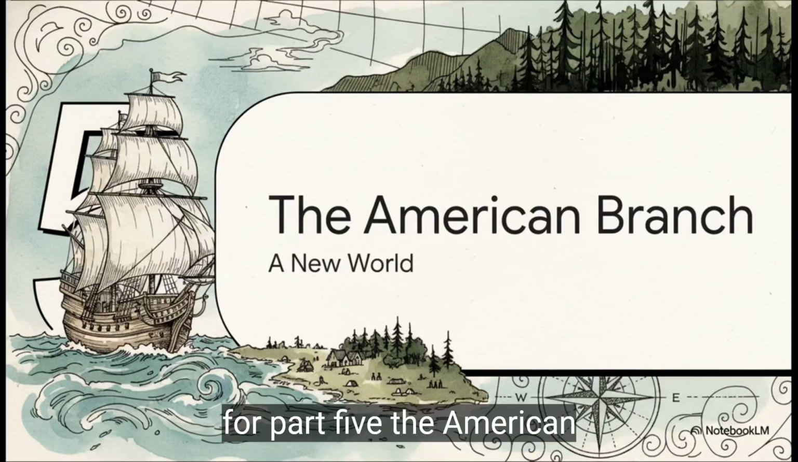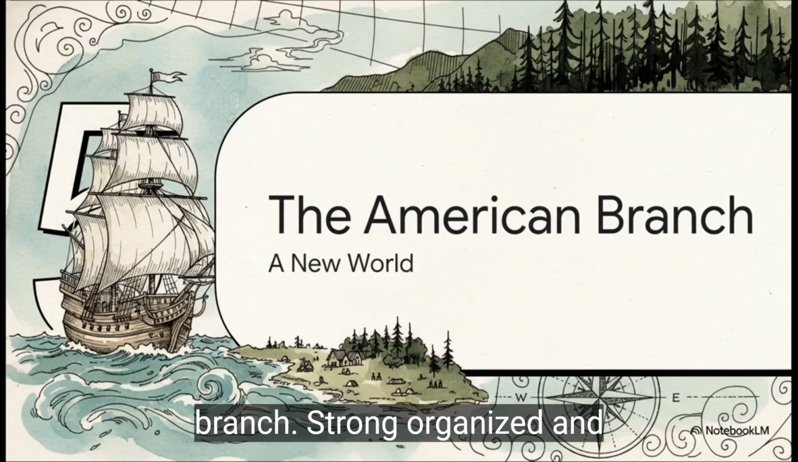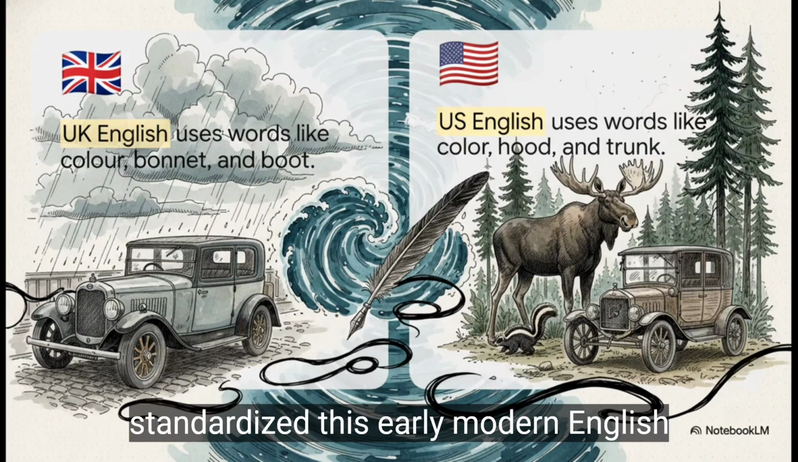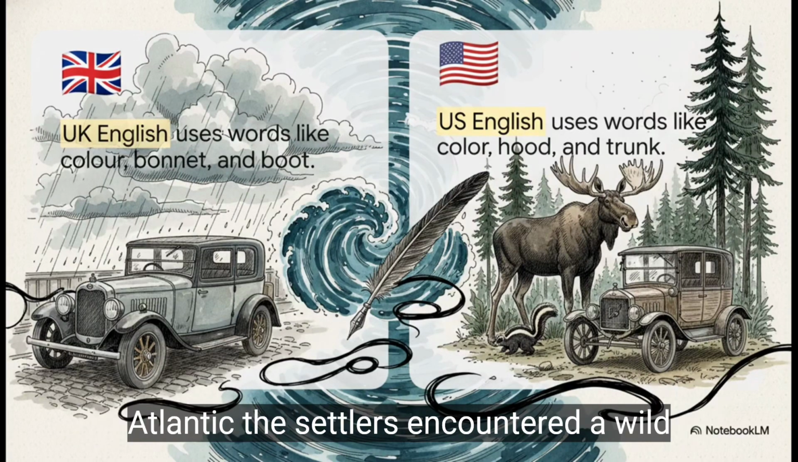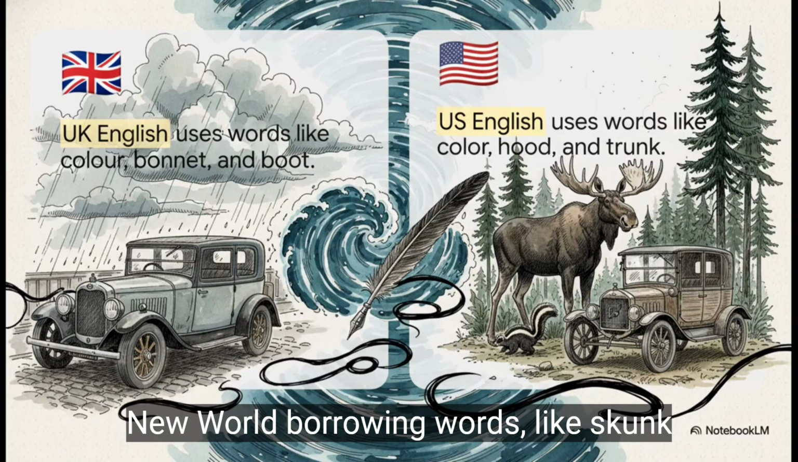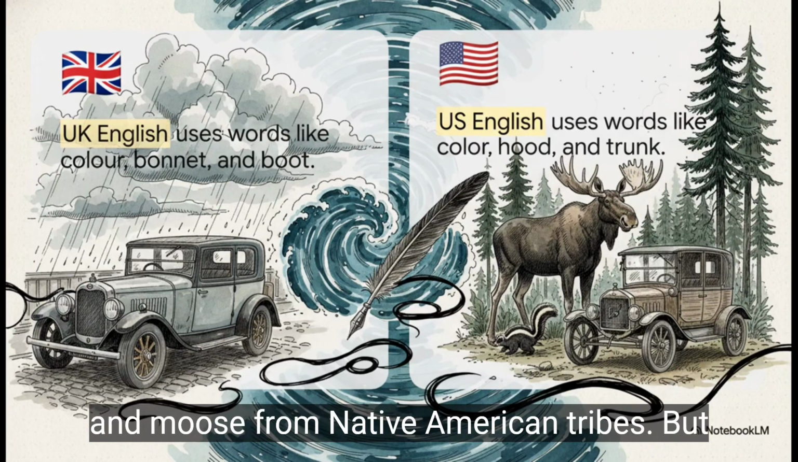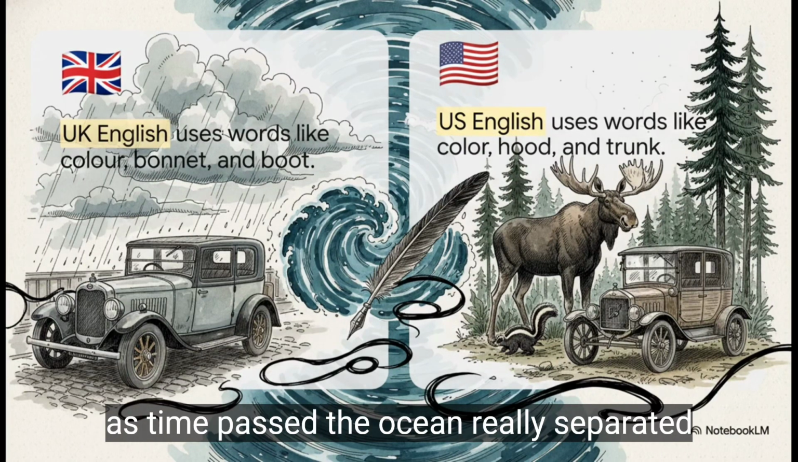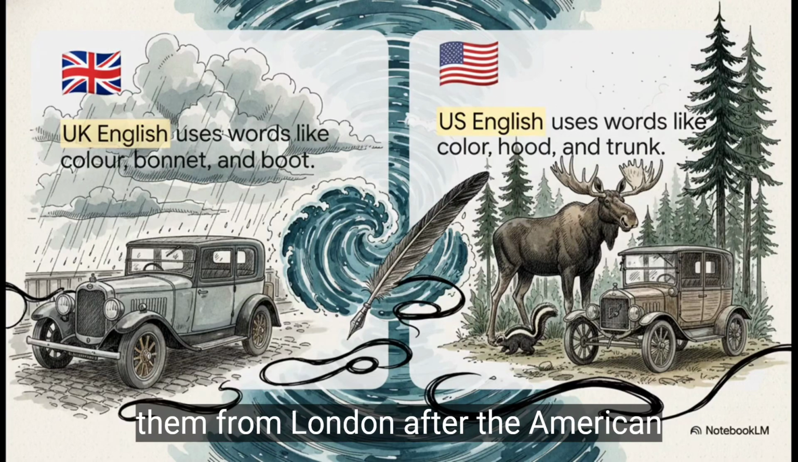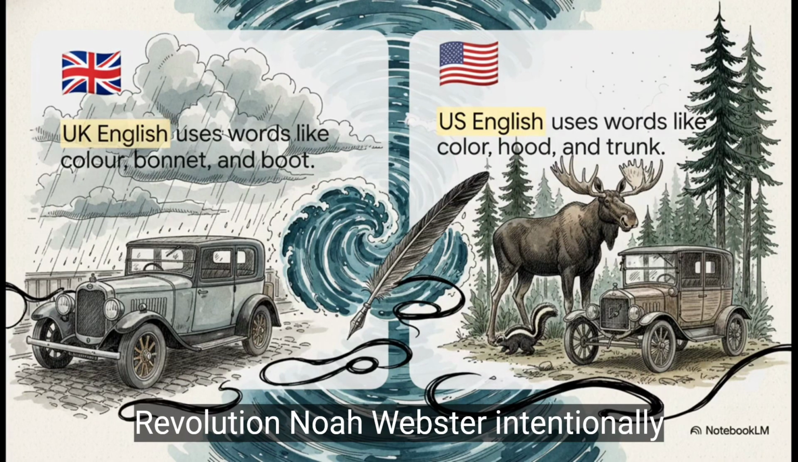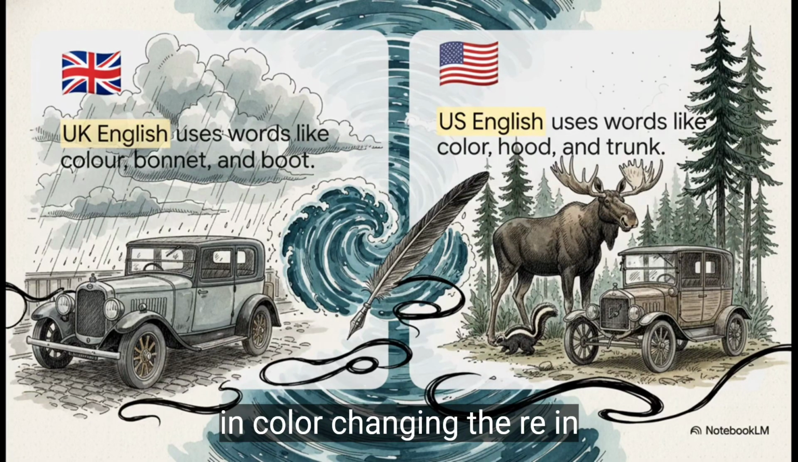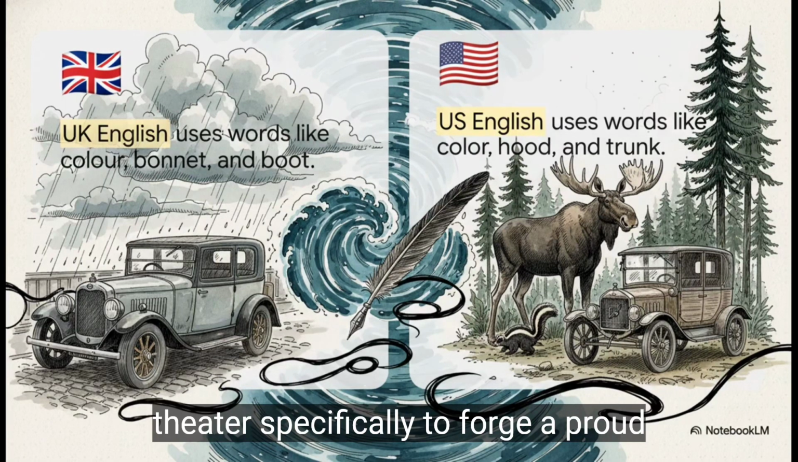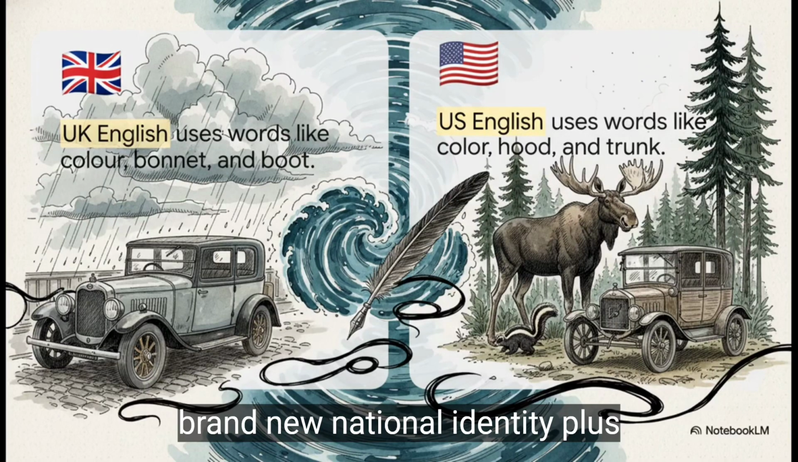Let's cross the ocean for Part 5, the American branch. Strong, organized, and standardized, this early modern English climbed aboard wooden ships and crossed the Atlantic. The settlers encountered a wild new world, borrowing words like skunk and moose from Native American tribes. But as time passed, the ocean really separated them from London. After the American Revolution, Noah Webster intentionally simplified American spelling, dropping the U in color, changing the RE in theater, specifically to forge a proud, brand new national identity.